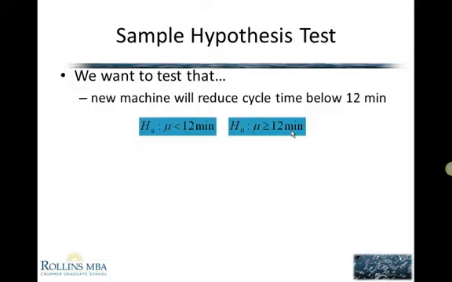I'd have to say, no, this shows me that my population mean is not less than 12. Therefore, it's either at 12 or it could even be higher than 12, but certainly there's not strong enough evidence to support the claim that it's less than 12. So this is how we would carry out hypothesis testing. This is what we're doing.